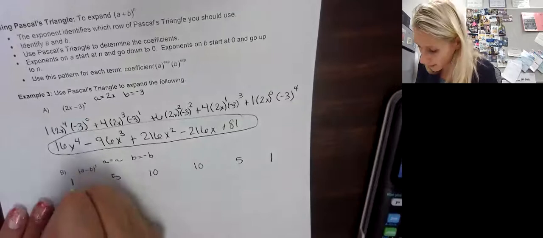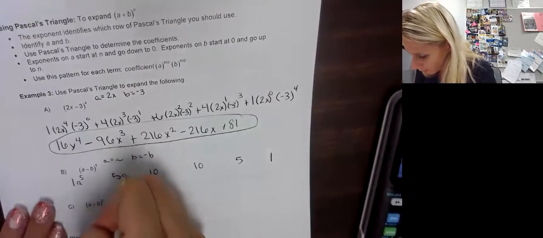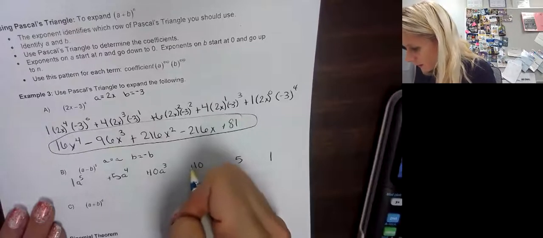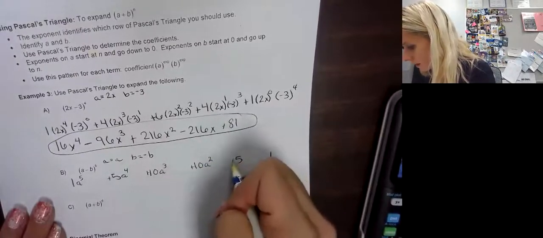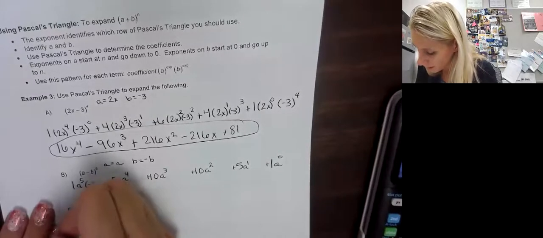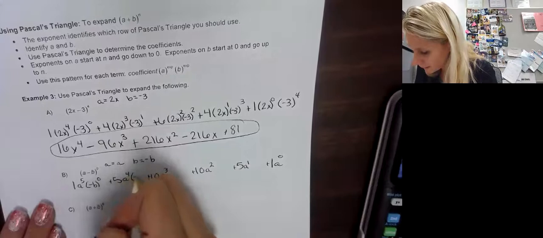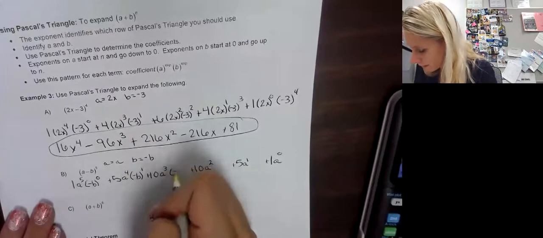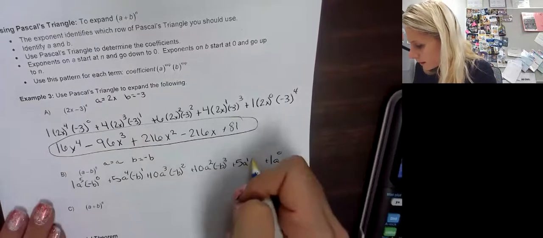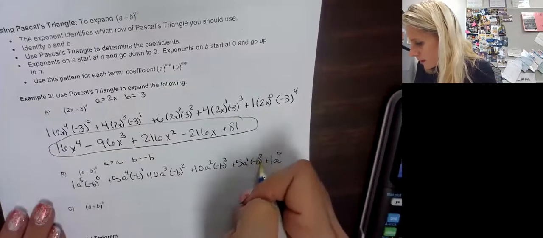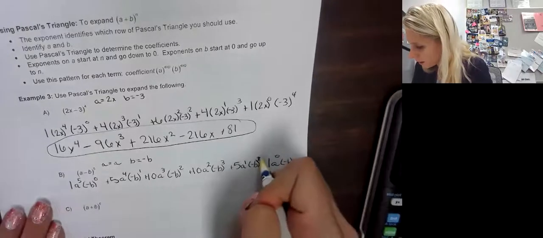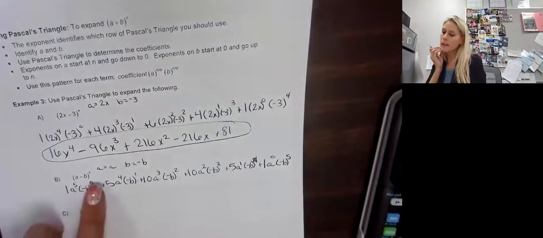I'm going to do my a's first. Start high, right? So a to the fifth, a to the fourth, a to the third, a to the second, a to the first, a to the 0. Let's do our b. Negative b to the 0, negative b to the first, negative b to the second, negative b to the third, negative b squared, negative b. I went down again, right? This should be 4, and this should be 5. Okay, because they all add up to 5, right?